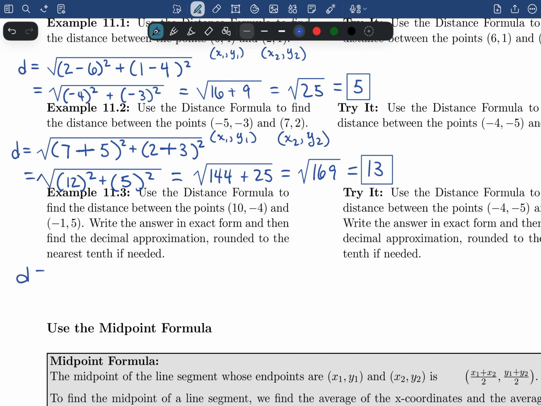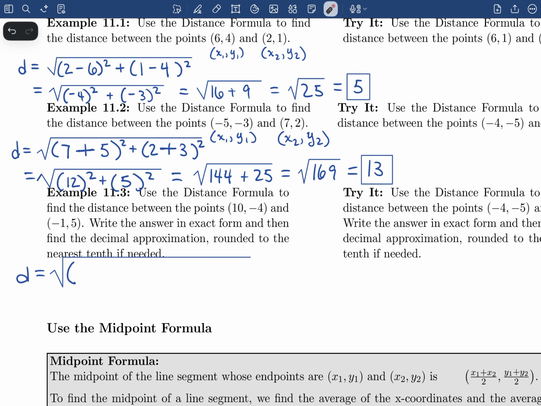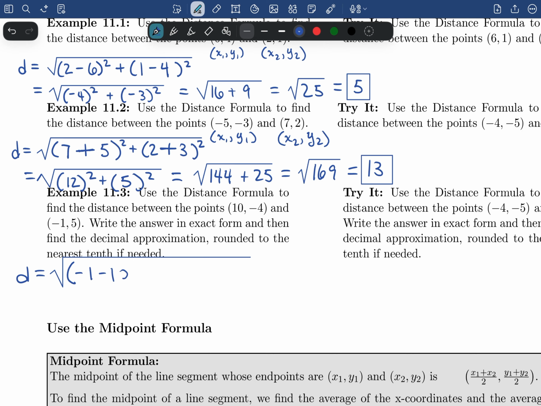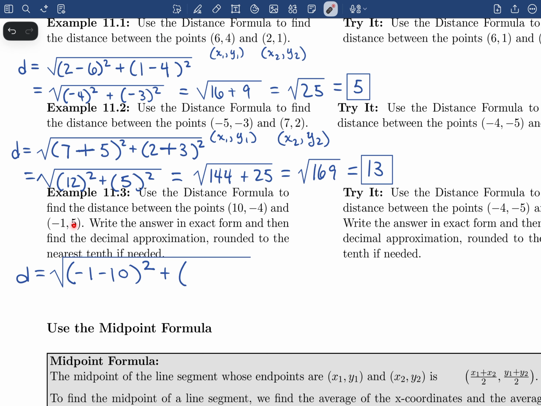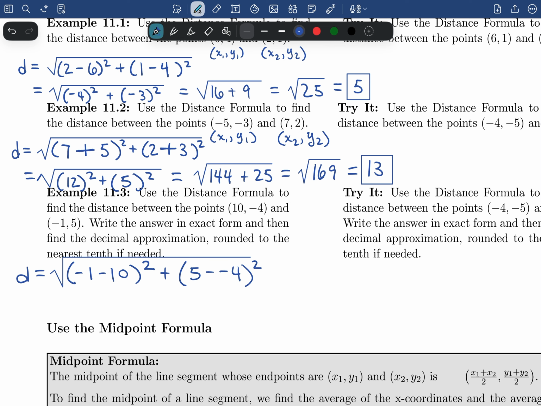So using the distance formula, I get a nice long square root. There it is. And inside the square root, I take the difference of the x values. I'll start with x2 minus x1. So that'll look like negative 1 minus 10. I take that difference and I square it. And then I add it with the difference of the y values squared. So I'm taking y2 minus y1. That looks like this, 5 minus negative 4. And I square that.